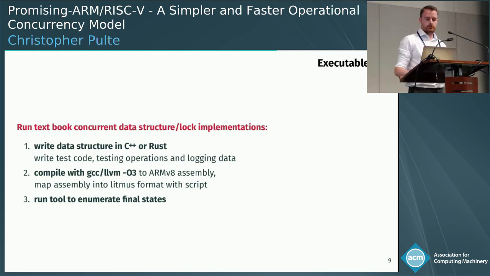Right. Now, to validate the performance, we ran a whole bunch of examples, and these are standard textbook concurrent data structure examples and lock implementation examples. We wrote the code for these in C++ or in Rust, together with some test code to log what's going on and detect buggy executions. We then compile this with GCC or LLVM at optimization level 3 to ARMv8 assembly, and use a script to map it into this litmus format that the tool targets, and run the model in exhaustive mode to get the list of all possible final states. And we do the same for promising, for the flat model, and for the axiomatic model to compare the performance.